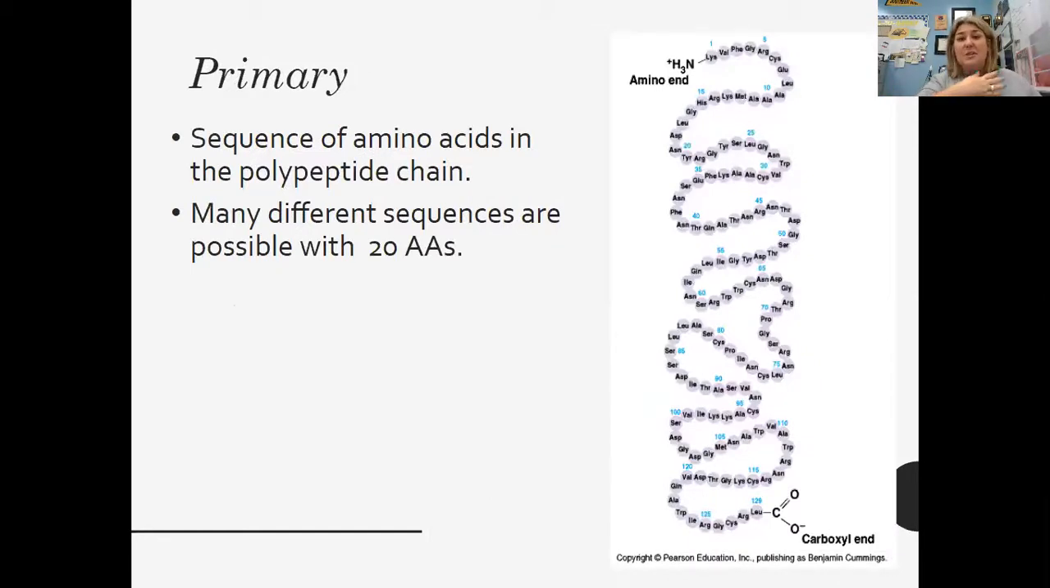It's literally a long chain of amino acids held together by peptide bonds, and it's just different sequences. Everybody's different because your DNA is going to be different. So it's just different sequences of the 20 different amino acids. You can see here, it just goes around, and to us, there's no rhyme or reason what goes where, but it's because of the DNA that they get put together like that. So it's just a long chain.